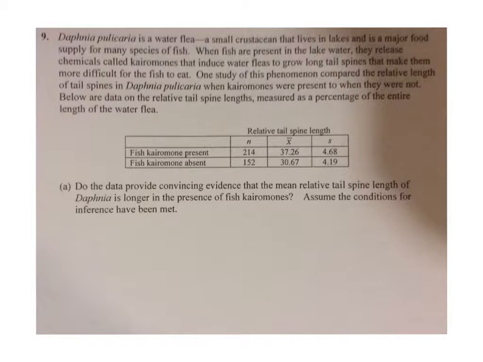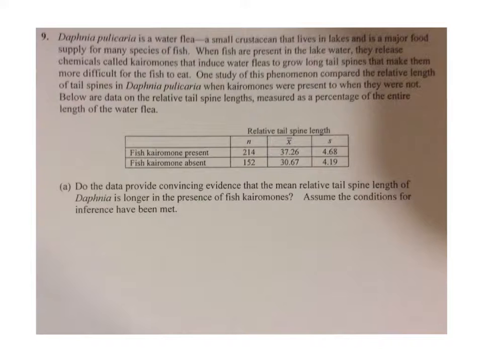Here's the basic situation for this problem. We did a lot of it during class last time I saw you. There's a water flea. When fish are present in the water, they release pheromones, which makes the water flea grow a longer tail, which makes it difficult for them to be eaten by the fish.